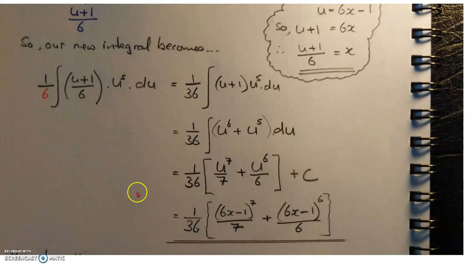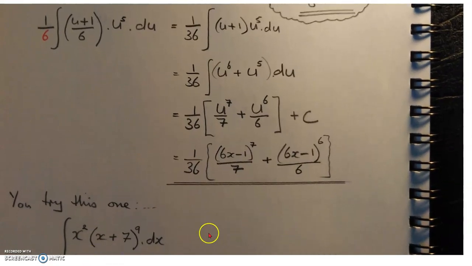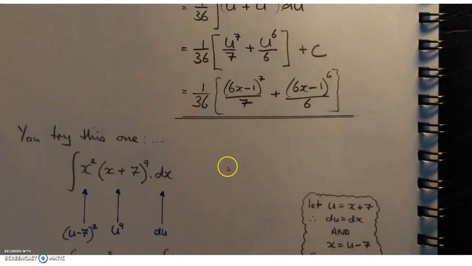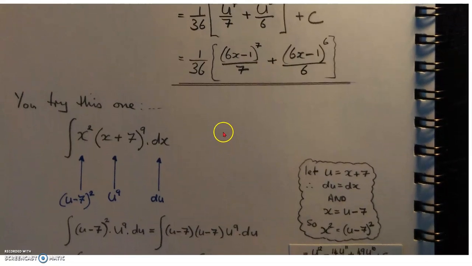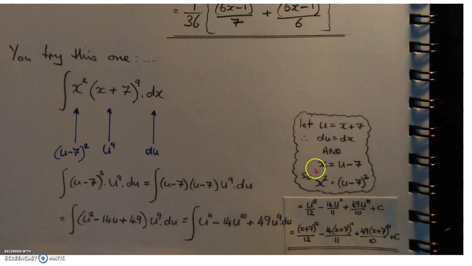Now I'm going to ask you to do that one there, but I'm going to talk you through it quickly because I'm running out of recording time, strangely enough. This is the way you would do it. Again, you home in on the brackets. You say let u equal x plus 7, and so this time du by dx is equal to 1. So du is the same as dx.